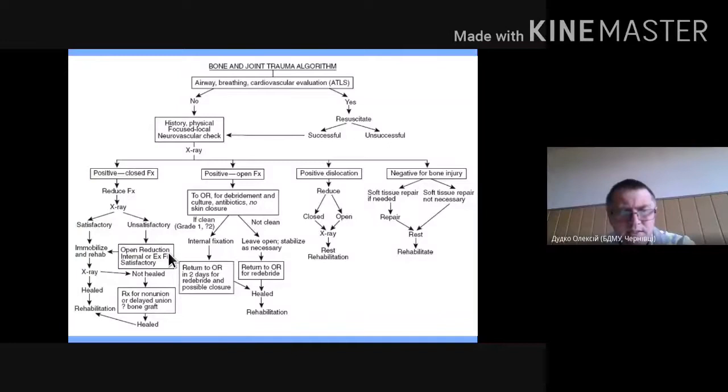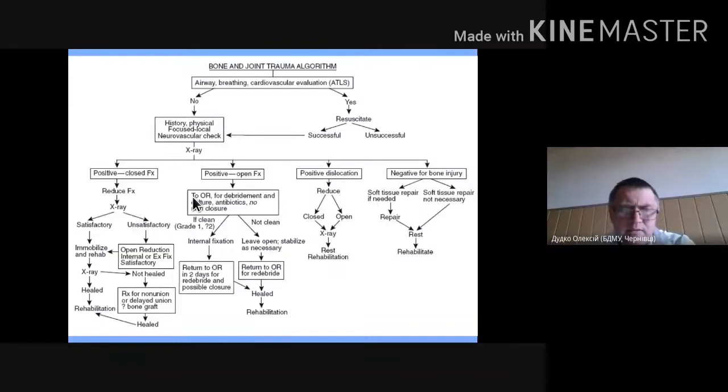And then when the fracture heals, the patient goes to rehabilitation. If the fracture has not healed, we can perform some reconstructive surgeries, applying bone grafts and other modalities until the fracture is healed. So what to do with an open fracture? It's quite a hard thing because it may be complicated with osteomyelitis and even amputations.